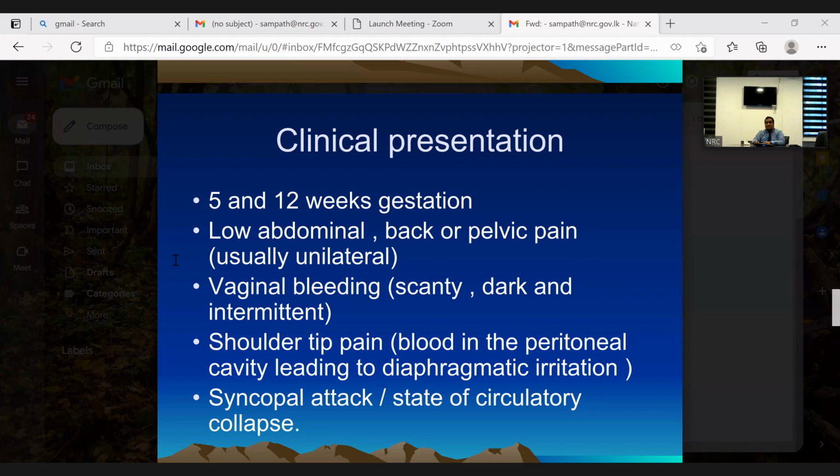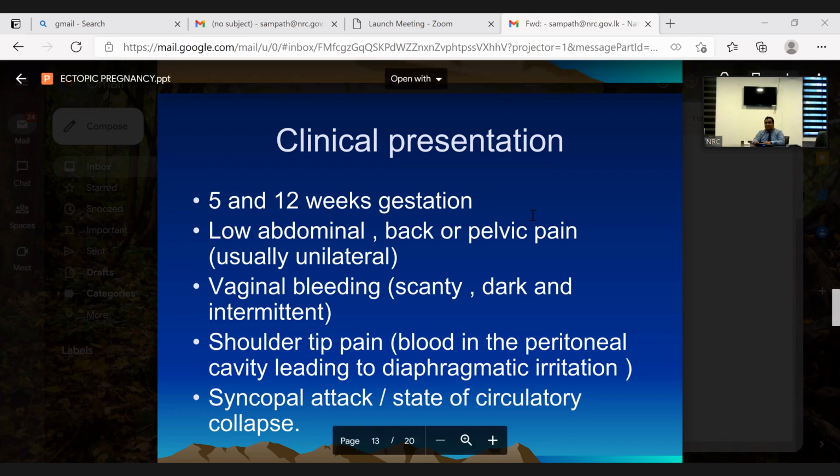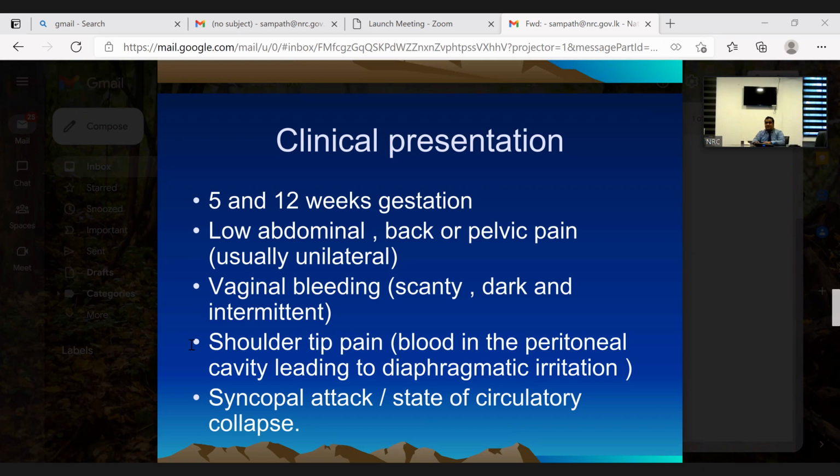Women miss the period and then have lower abdominal pain, a shooting kind of pain, right? And sometimes getting faintish also. If you miss this stage, she would rupture and become hemodynamically compromised, and blood tracks up to the diaphragm and you get your typical shoulder tip pain due to diaphragmatic irritation, and then syncopal attacks, right?